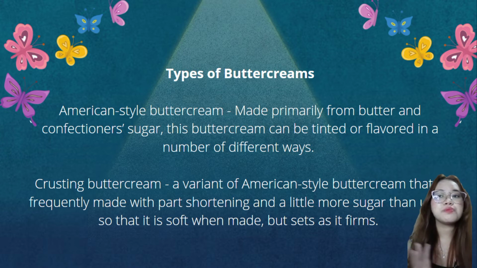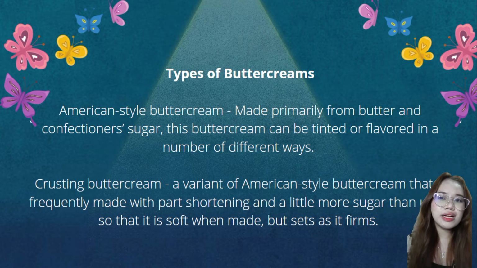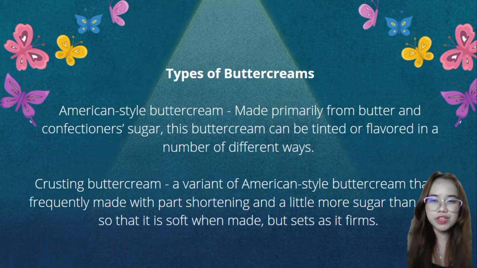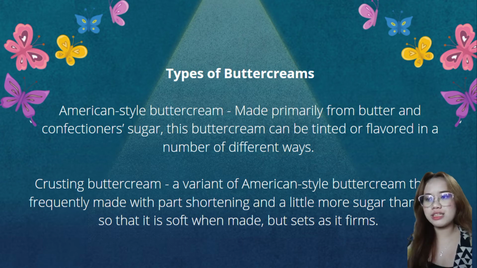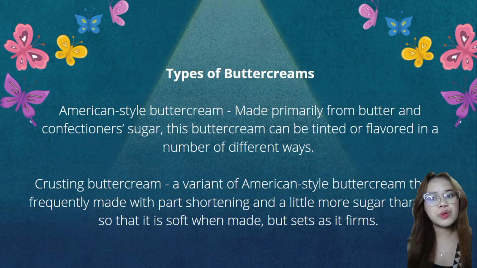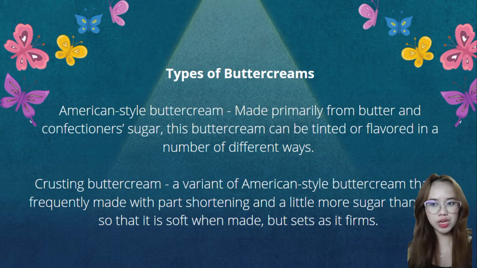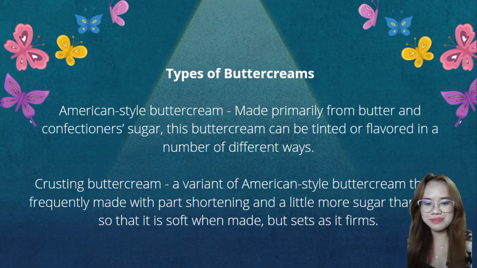Okay, next slide. Types of buttercreams. We have the American style buttercream. American style buttercream is made primarily from butter and confectioner's sugar. This buttercream can be tinted or flavored in a number of different ways. Okay, let's continue. We have the crusting buttercream. Crusting buttercream is a variant of American style buttercream that is frequently made with part shortening and a little more sugar than usual, so that it is soft when made but sets as it firms.